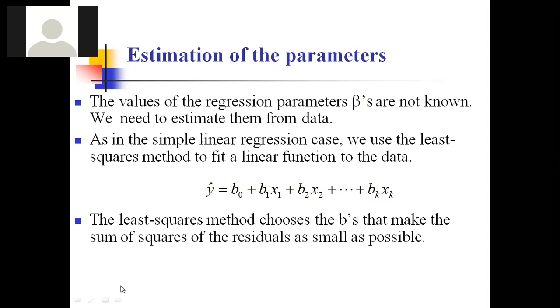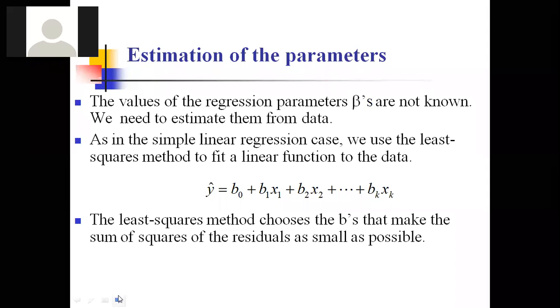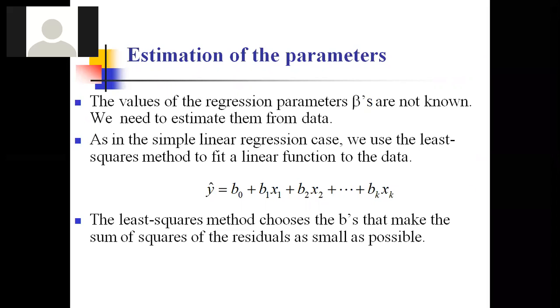Then the least square method chooses the b's that make the sum of squares of the residuals as small as possible. For example, when you are estimating the b's, that is beta 0, beta 1, beta 2, beta 3 or beta 4, the b's make the sum of squared residuals, nothing but whatever error values we get, we have to square those error values. When you square them, we need to get a very small sum of squares of the error terms.